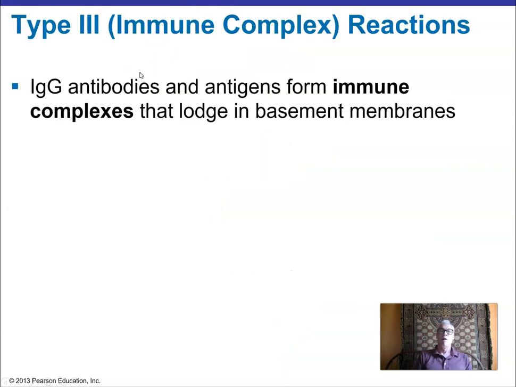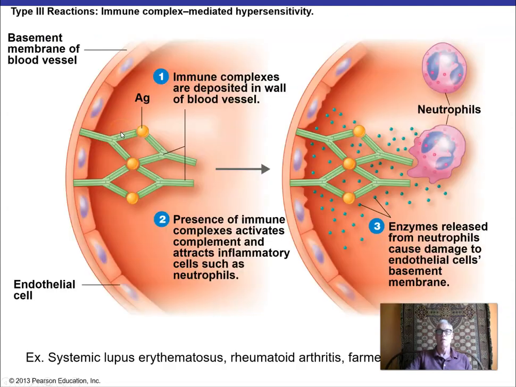Type 3 are called immune complex reactions, type 3 hypersensitivities, and it's when there's a preponderance of antigen and antibodies constantly coming into contact with each other chronically, and that causes some tissue damage. And the immune complexes tend to get stuck in the basement membrane of capillaries, endothelial cells.